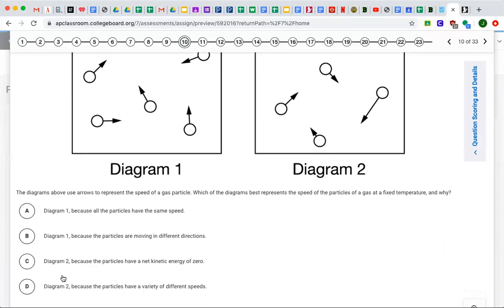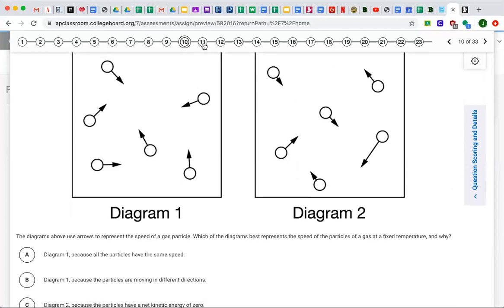So what's the correct answer then? D. Symphony, does that make sense? Yes. Okay, so D's correct, and we're moving on. Let's move on.